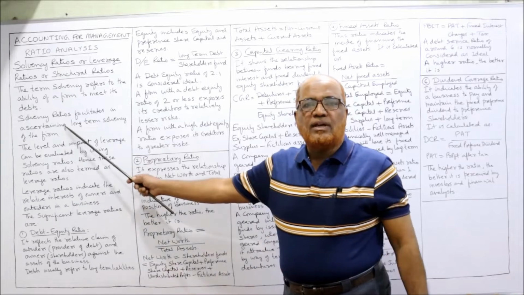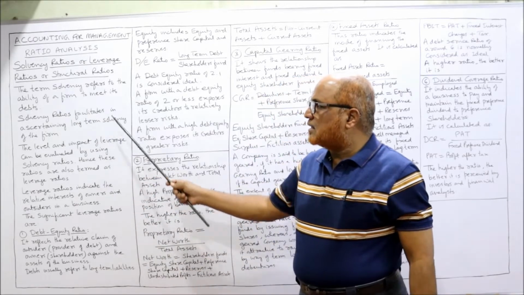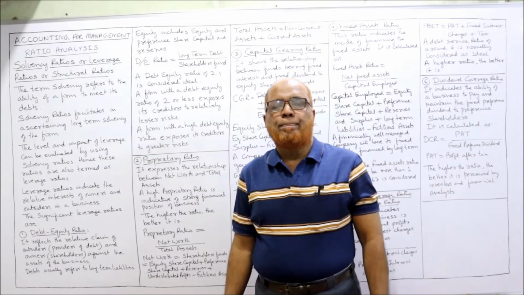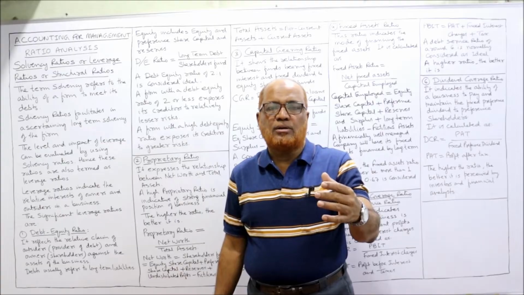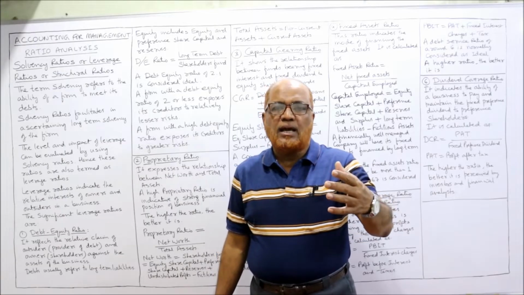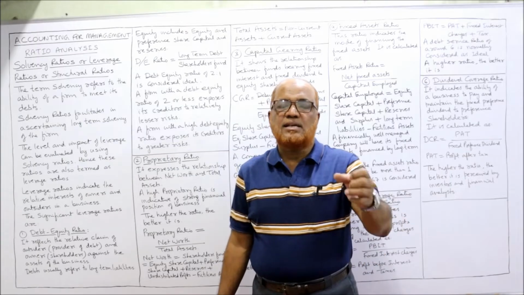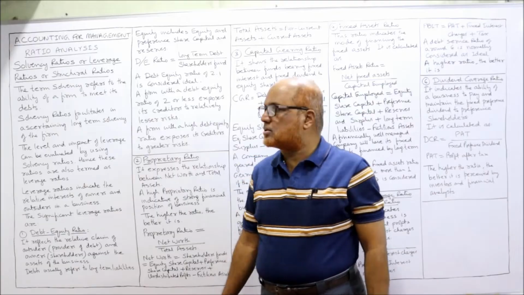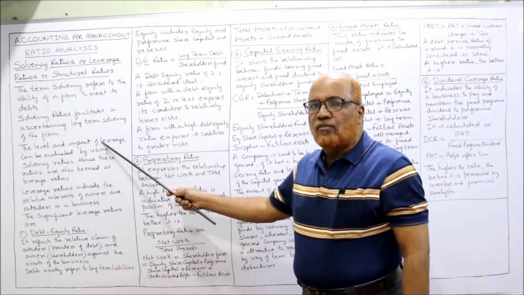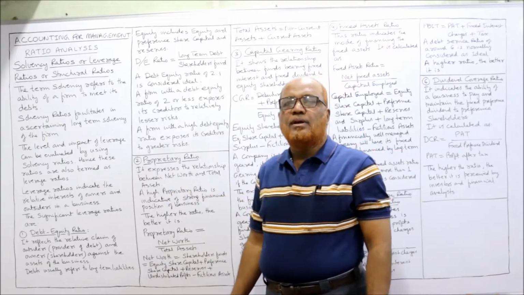For that purpose, we calculate solvency ratios. Solvency ratios facilitate ascertaining the long-term solvency of the firm. By applying these ratios, we can judge and ascertain whether in the long run the business will have the ability to pay the liabilities or not. The level and impact of leverage can also be evaluated by using solvency ratios.